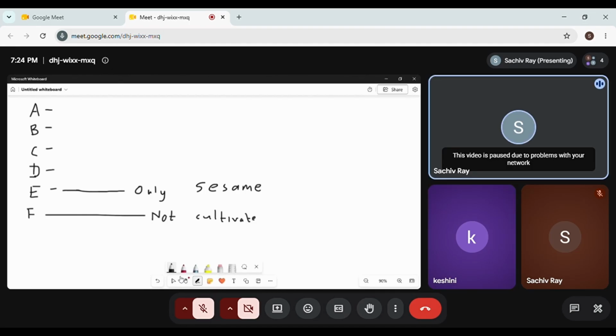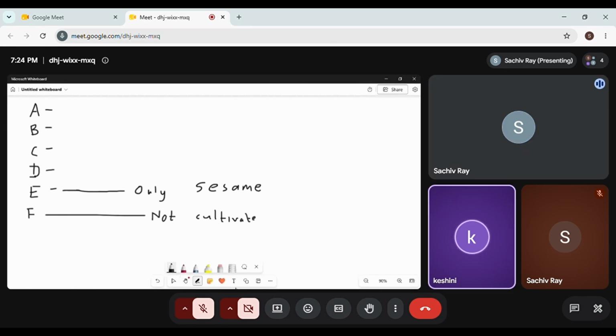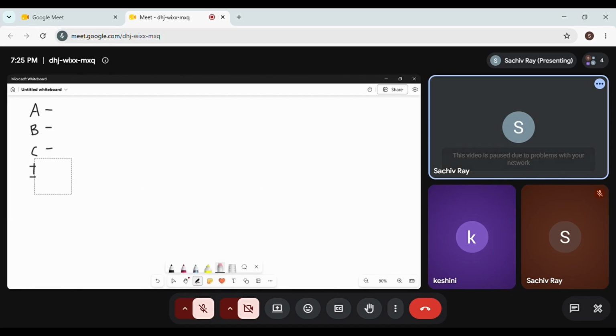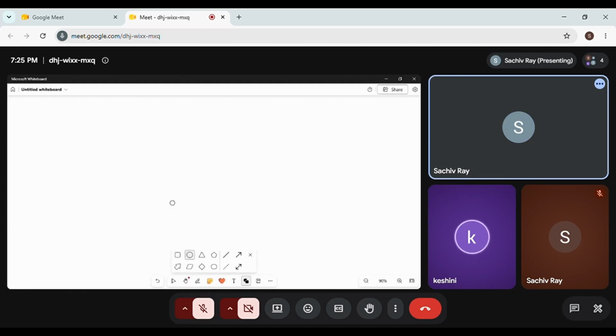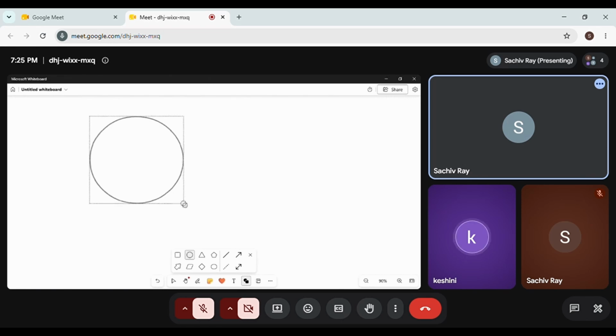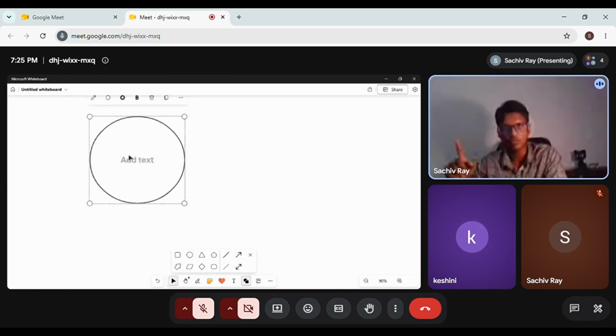Now, using this information, write the other part of the question. This is not part of this. Using the above information, complete the Venn diagram given below. Right? Okay, sir.